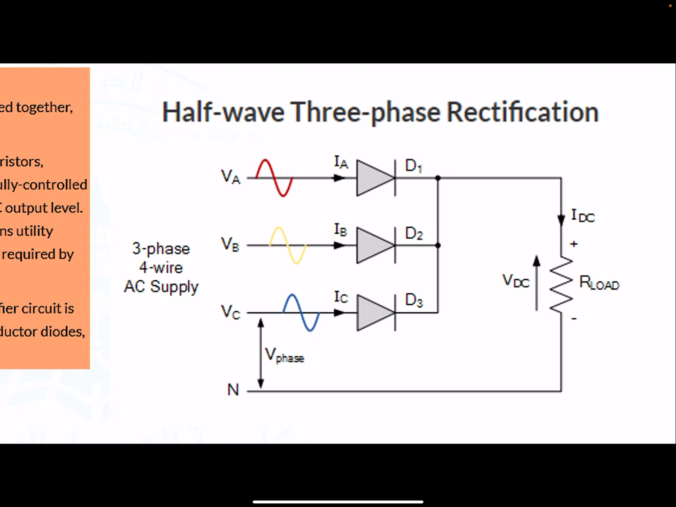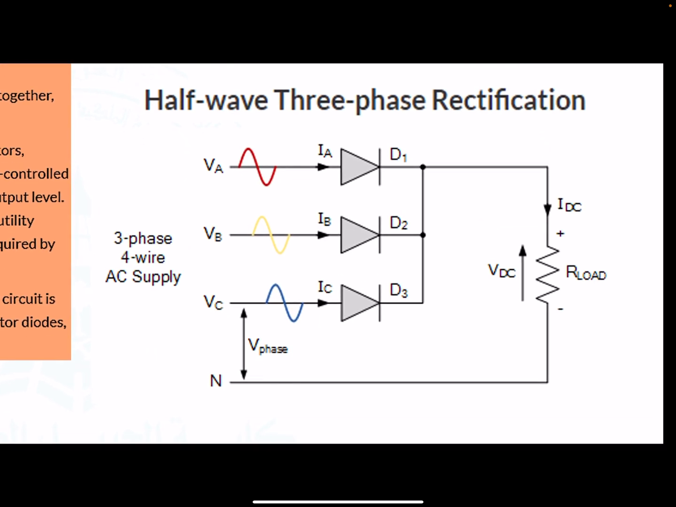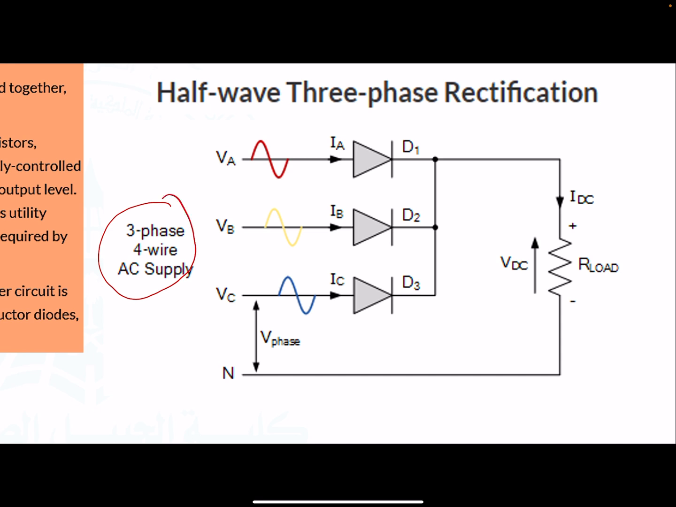Now, as you can see, we have three phase here. This is a three-phase, 4-wire supply. Why do we have 4 wires? Because we have phase A, phase B, phase C, and the neutral. In the three-phase half-wave rectifier, we are going to use the neutral. Okay, this is critical to mention: the neutral is there in the half-wave three-phase rectification circuit, but in full wave we will not use the neutral. Of course, there are some advantages and disadvantages. We will, inshallah, discuss it later.